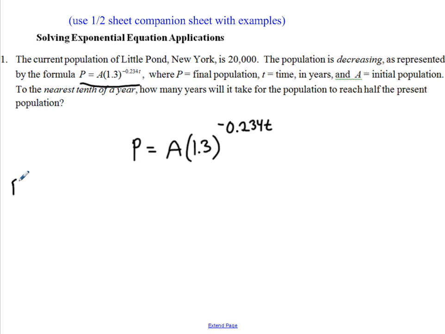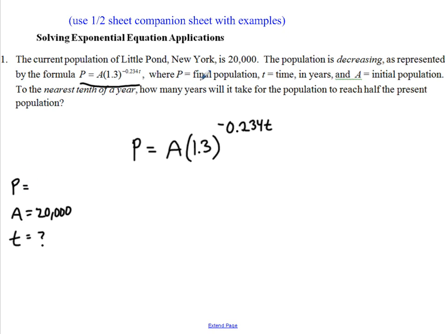P, final population. Well, I'm not sure what that is right now. Current population. That means the same as initial, right? Initial population, current population, 20,000. Let's write that down. I also see the t. Okay. Well, it says how many years is what we're solving for. So I think that's the unknown. Therefore, this P must be in there somewhere. I just need to look more carefully.